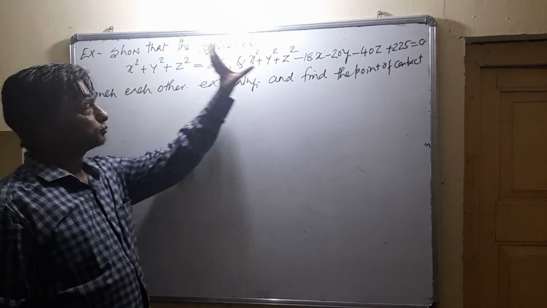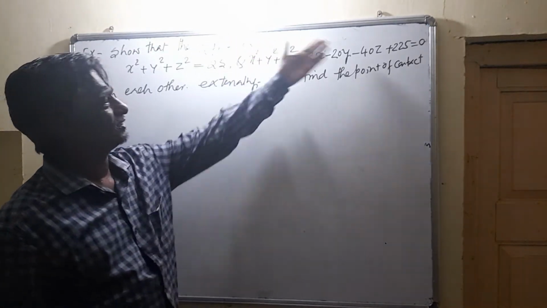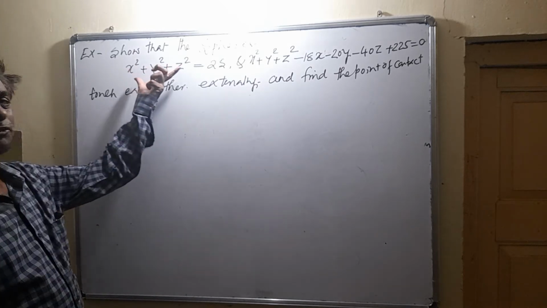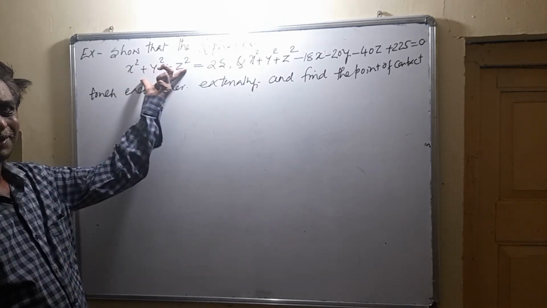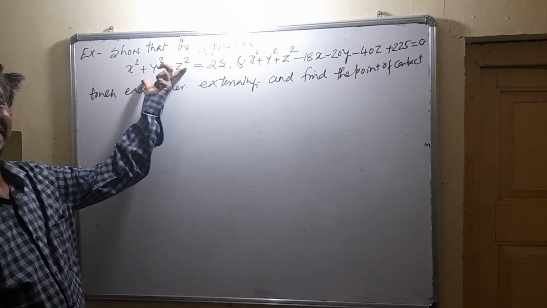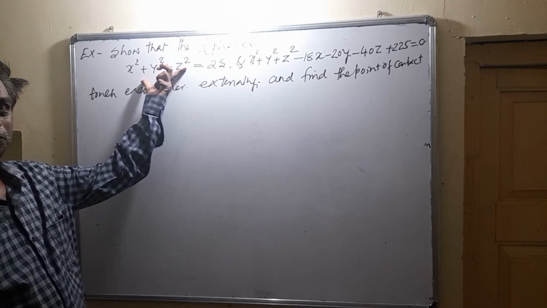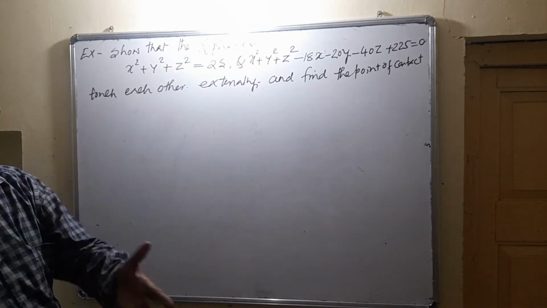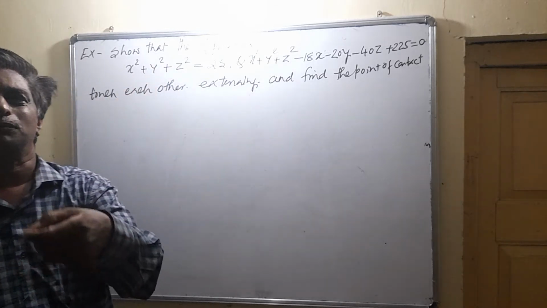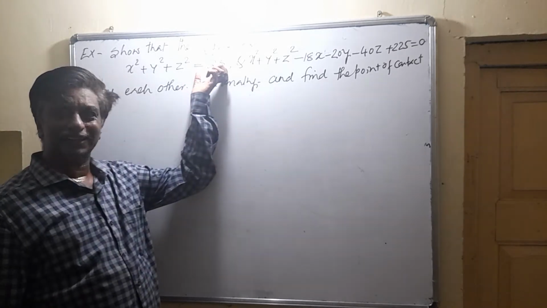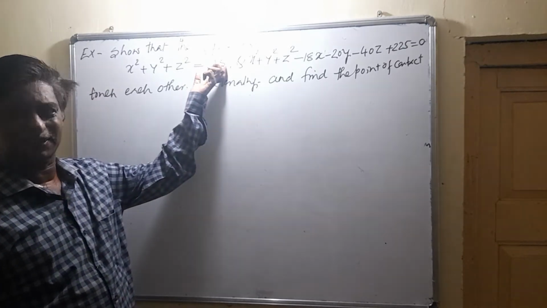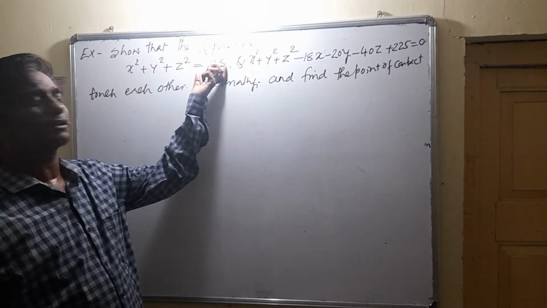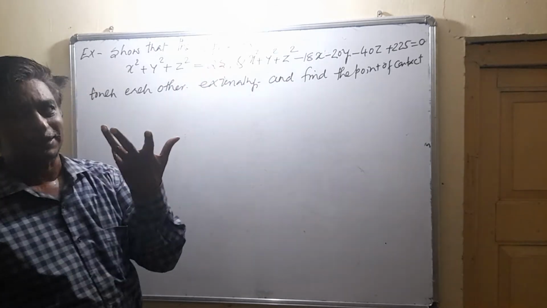Here two spheres are given. One is in general form, another one is in standard form. Standard form is very simple. You can easily find the radius and center of the sphere. What is the center of the sphere in standard form? 0, 0, 0. And the radius is the square root of R square. R square is 25, so the square root of 25 is 5.